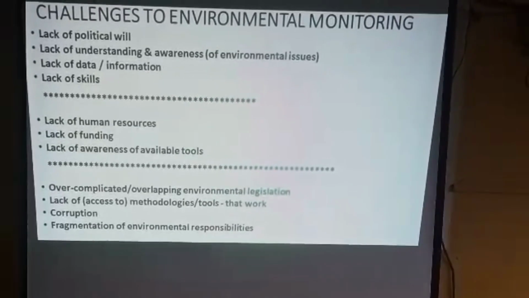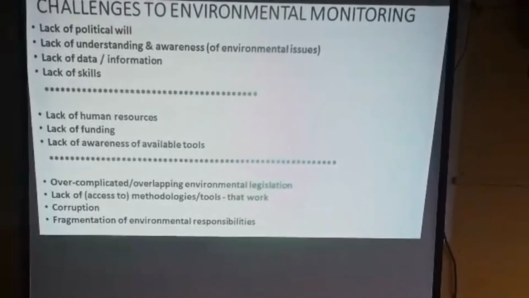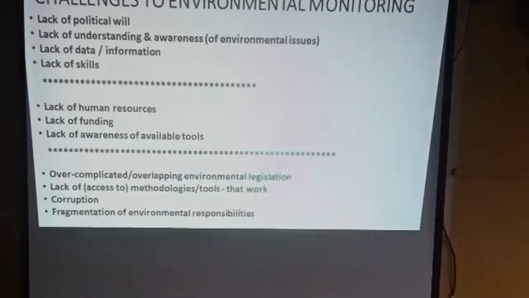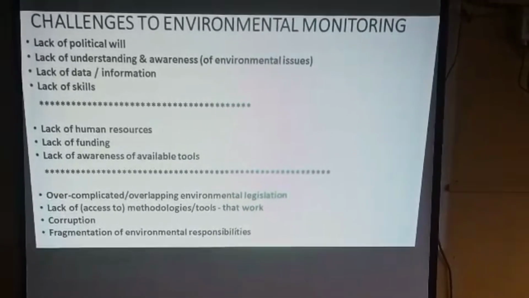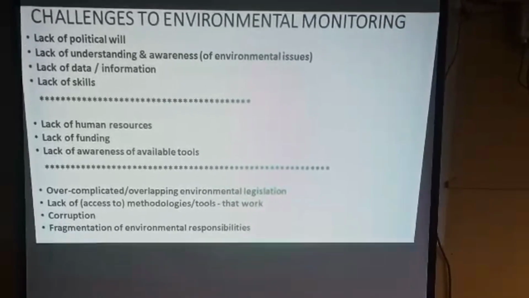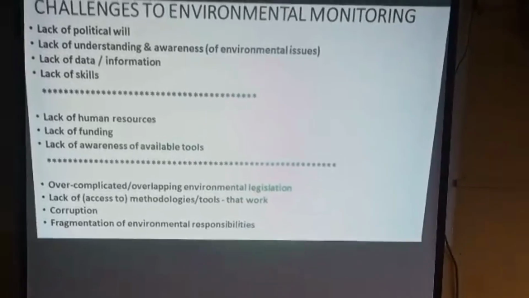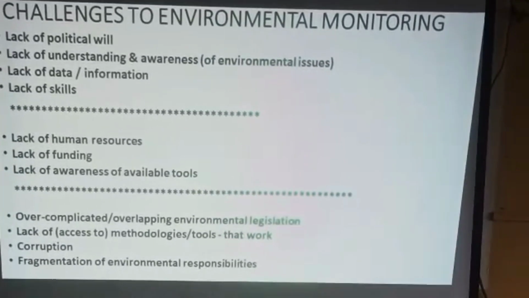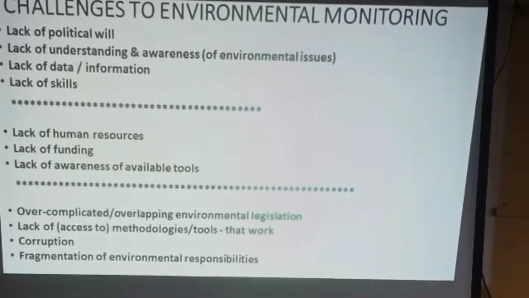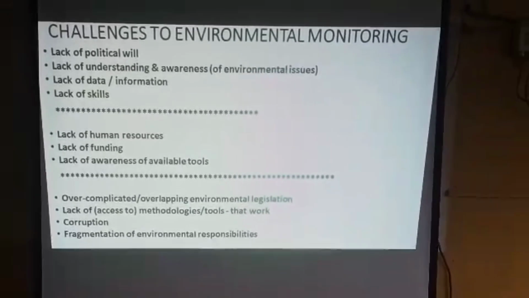Okay? Then the next we have is the challenges to environmental monitoring. So environmental monitoring has a lot of challenges, ranging from lack of political will to lack of understanding and awareness of environmental issues, lack of data and information, lack of skills, lack of human resources, lack of funding, lack of awareness of available tools, overcomplicated overlapping environmental legislation, lack of access to methodologies that work, corruption, fragmentation of environmental responsibilities.